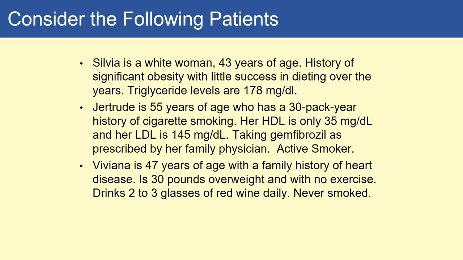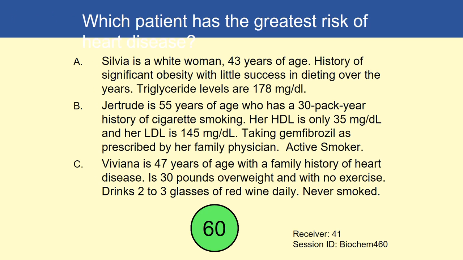She takes gemfibrozil as prescribed by her physician, but she's an active smoker. Viviana is 47. Family history of heart disease, 30 pounds overweight. No exercise, drinks 2 to 3 glasses of red wine daily, but has never smoked.